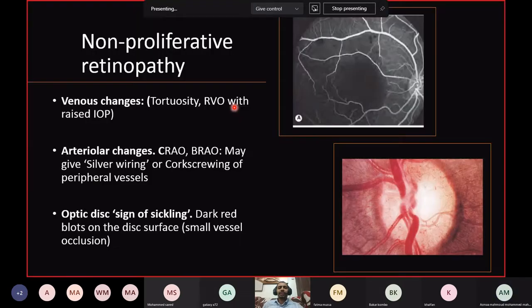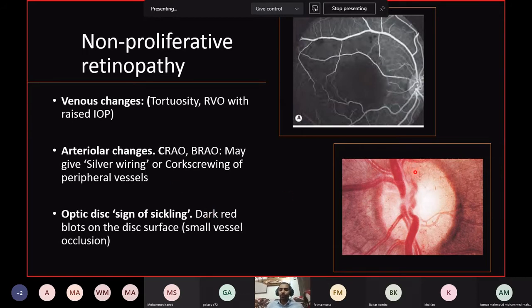By the way, if anyone wants to interrupt at any point, just ask, okay? Non-proliferative retinopathy means retinal changes not associated with neovascularization. So they may include venous changes. Like we said, retinal vascular occlusion is more common, especially with high intraocular pressure. The arterial occlusion is more common. And we have what we call the optic disc sign of sickling.